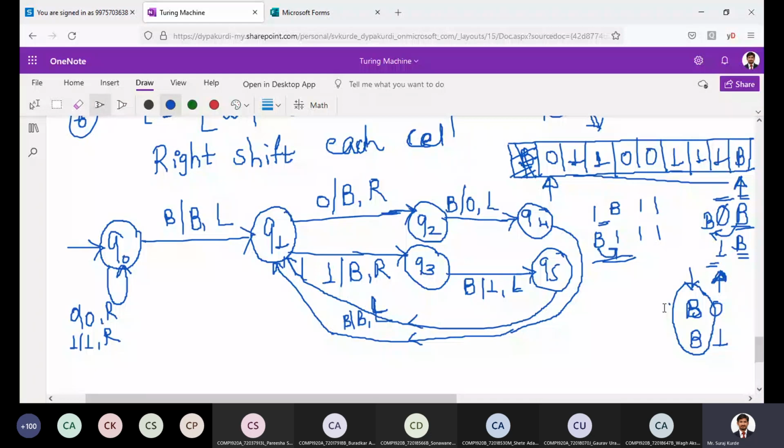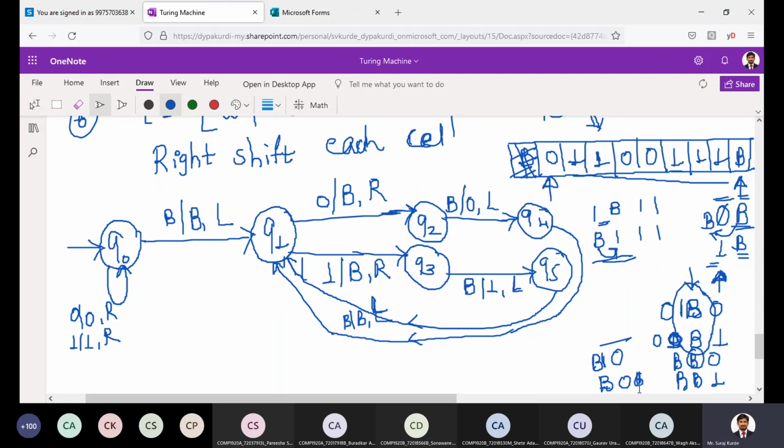Now here it may be 0 or 1. Let's say it is 0, 1. Now this 1 we have to replace. Again 1 and 0, we have to replace them. So here it is. 1 replace with blank, go to the right. So it will become blank, blank, 0. Or 0 is replaced with blank, blank, 1. Replace this. So it will be blank, 1, 0 or blank, 0, 1.